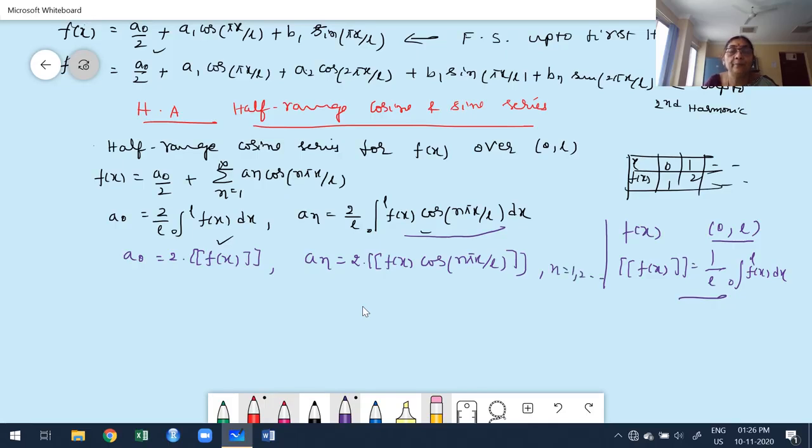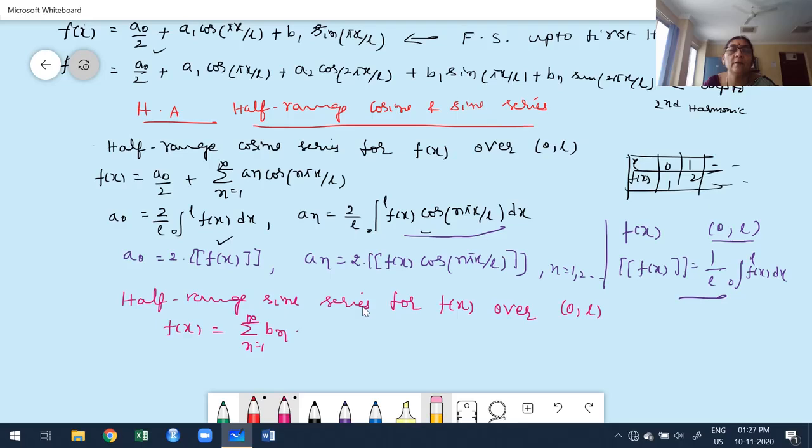Similarly, for the half range sine series for f of x over the interval 0, L, what's the formula? f of x is equal to summation ranging from 1 to infinity b n sine of n pi x by L, where what is my b n formula? 2 by L integral 0 to L f of x sine of n pi x by L with respect to x.